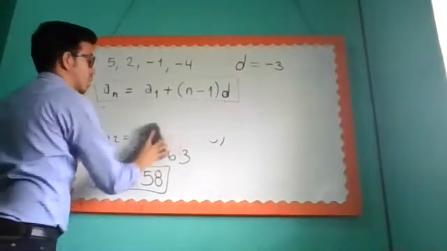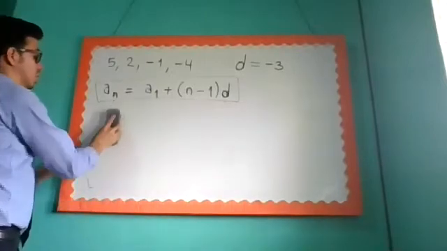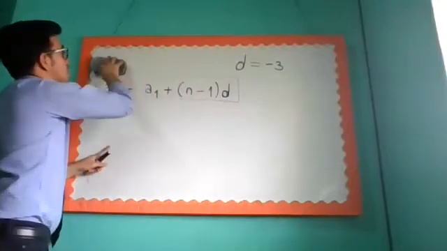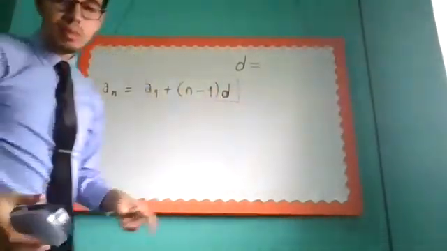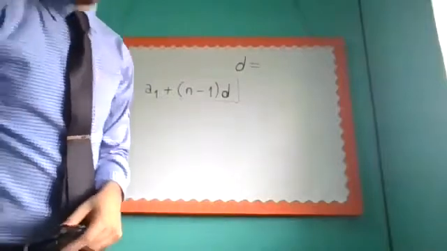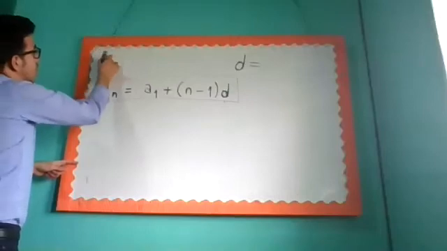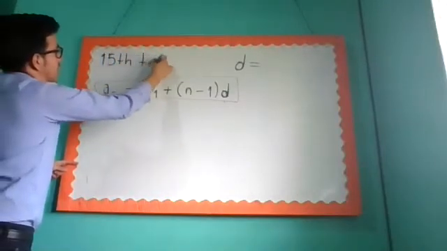I'm going to erase this. We only keep the formula, okay? And we are going to change the sequence, and I'm going to change the common difference. You need to obtain the 15th term of this.